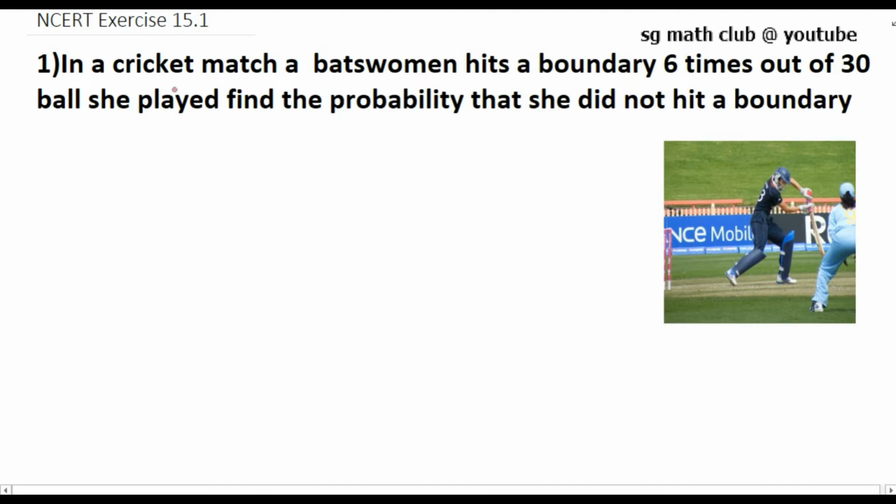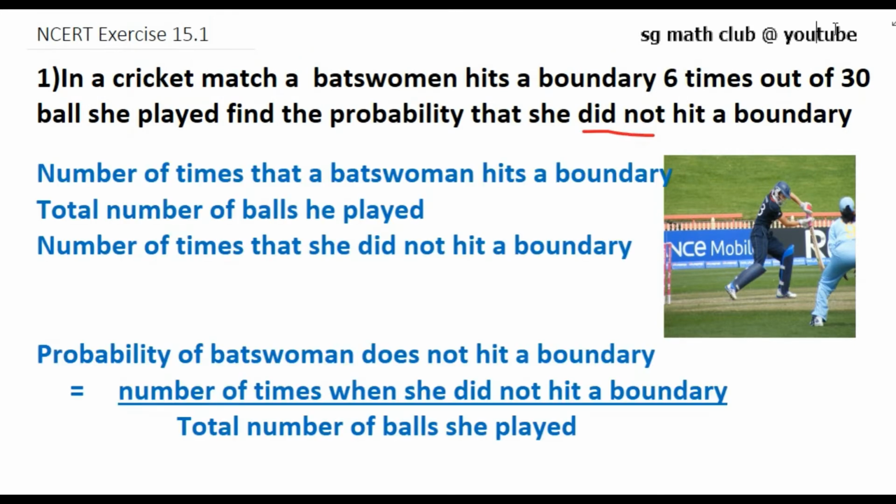So the first question is: in a cricket match, a batswoman hits a boundary 6 times out of 30 balls she played. We need to find the probability that she did not hit a boundary. The number of times she hits a boundary is 6, and the total number of balls she played is 30. The number of times she does not hit the boundary will be 30 minus 6, because 6 times she has hit the boundary. So 24 times she has not hit the boundary.